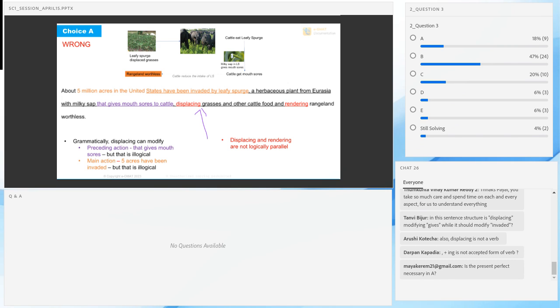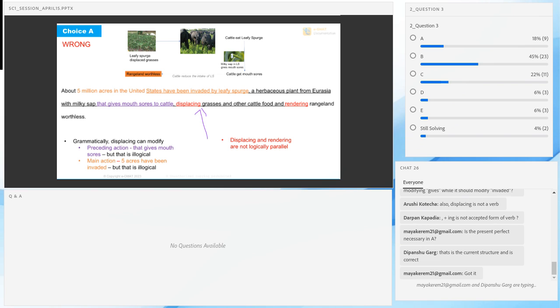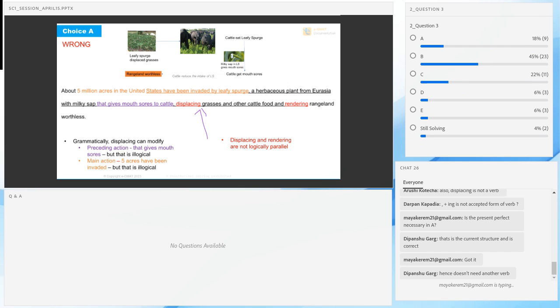Is the present perfect necessary? Have been invaded by leafy spurge. Again, it's not a matter of whether it's necessary or not. It is there and it's not wrong. What the sentence is saying is that they have been invaded. So there's nothing wrong in it. They were invaded and they are still invaded, and the effect of that invasion is still on. In fact, this tense is actually correct over here.